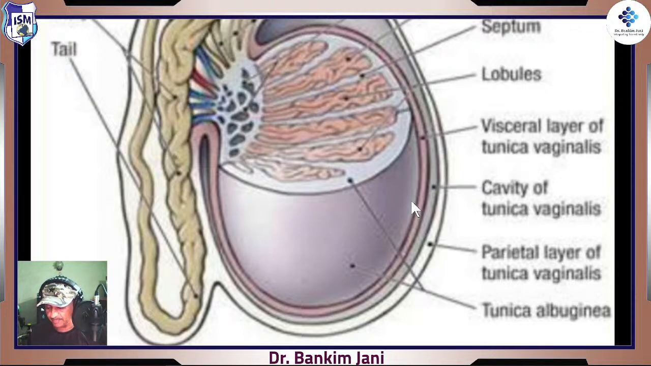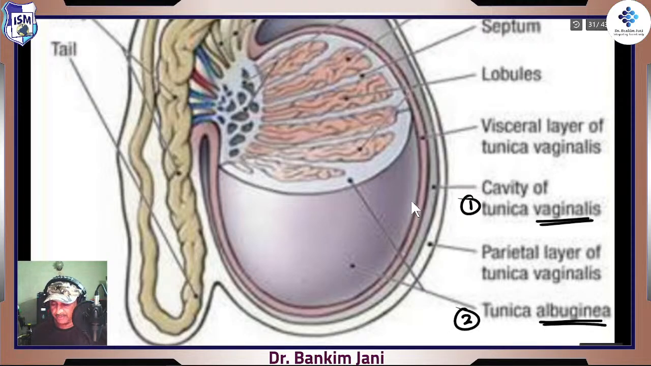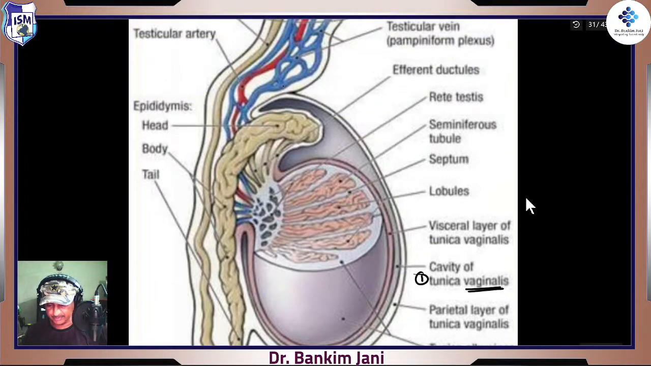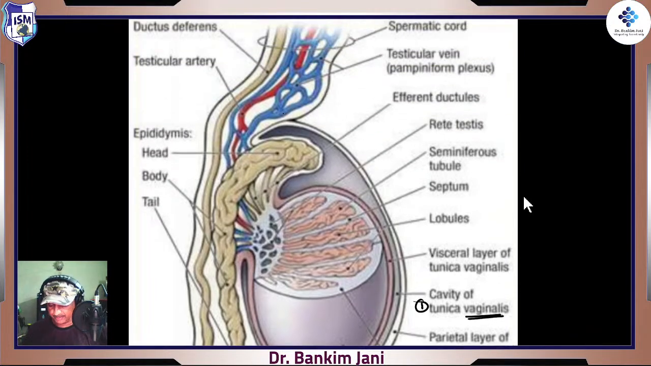See, I'm marking. One, tunica vaginalis. Second, tunica albuginea. And third is tunica vasculosa. Okay, it is not written here. Doesn't matter, that's okay.